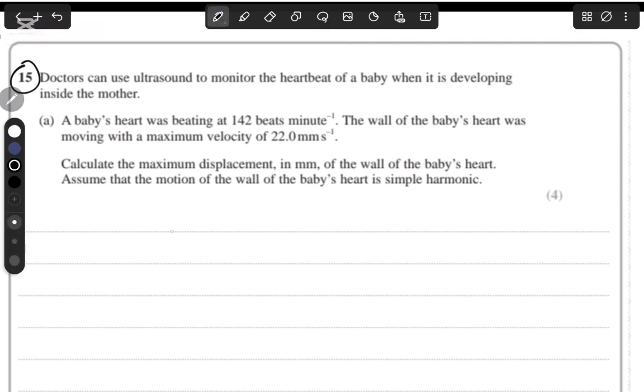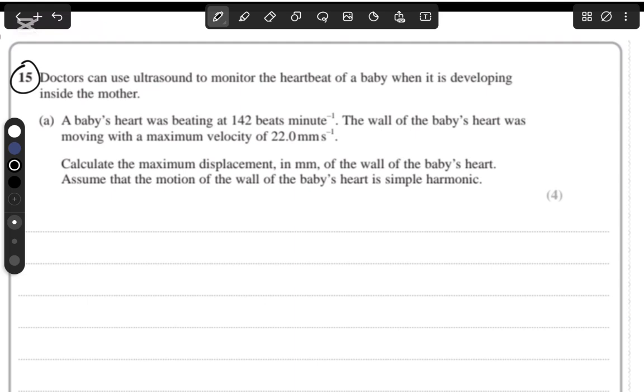Okay, so here we have: doctors can use ultrasound to monitor the heartbeat of a baby when it is developing inside the mother. A baby's heart was beating at 142 beats per minute. The wall of the baby's heart was moving with the maximum velocity of 22 millimeter per second. Calculate the maximum displacement in millimeter of the wall of the baby's heart. Assume that the motion of the wall of the baby is simple harmonic.